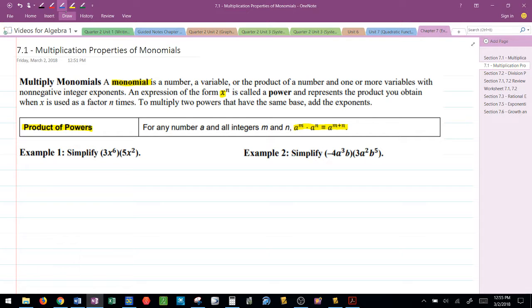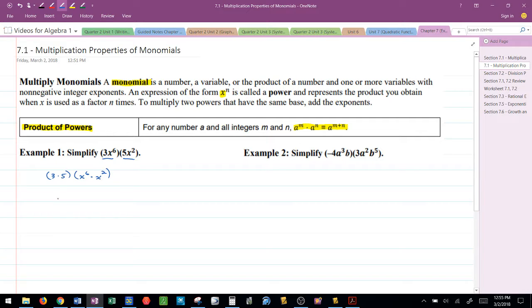So let's try that for a couple of problems here. This first piece, I have 3x to the 6th, and I'm multiplying that with 5x squared. Always look at these things in pieces. So the first thing I'm going to do is multiply 3 times 5. The second thing I'm going to do is multiply x to the 6th times x to the 2nd.